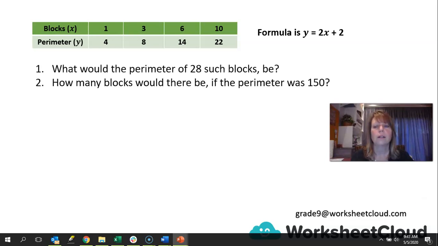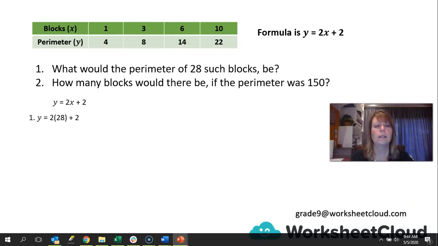We can now work out what the perimeter of 28 such blocks would be, and how many blocks there would be if the perimeter was 150. Now remember, your blocks are your x value, and the perimeter is the y value. So, number 1, we're going to use our formula y is equal to 2x plus 2, and plug in what we know. We've got 28 blocks, which is our x value. We're going to work out the perimeter.